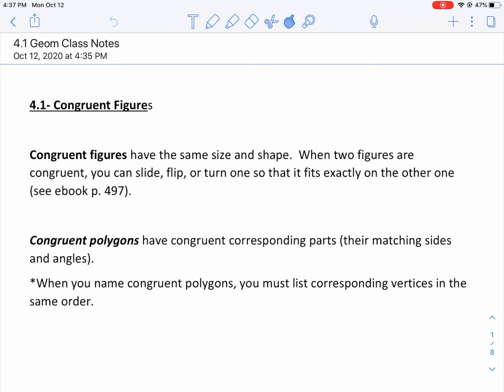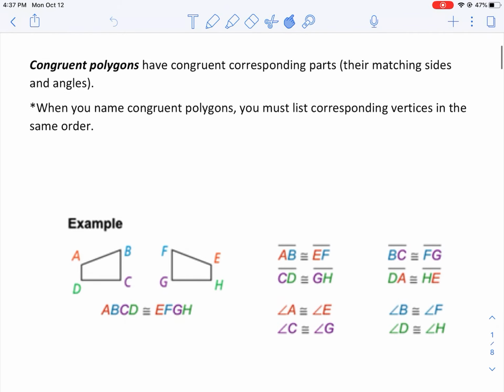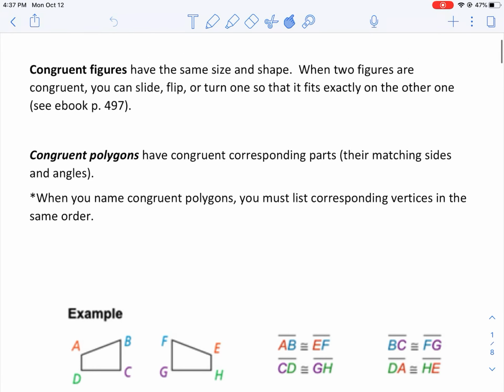So it doesn't matter if they are facing in a different direction, like for example in this picture down here, they might need to flip on top of each other. They can still be congruent as long as their shape and size is the same.